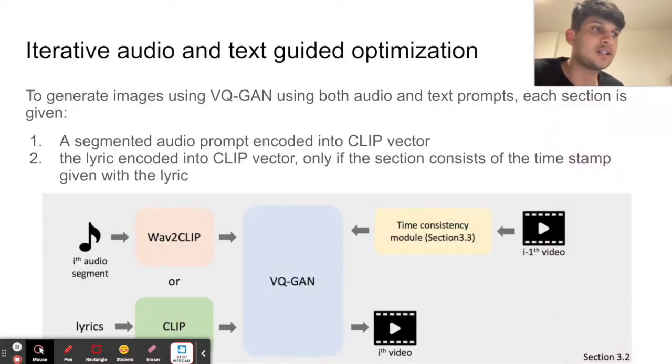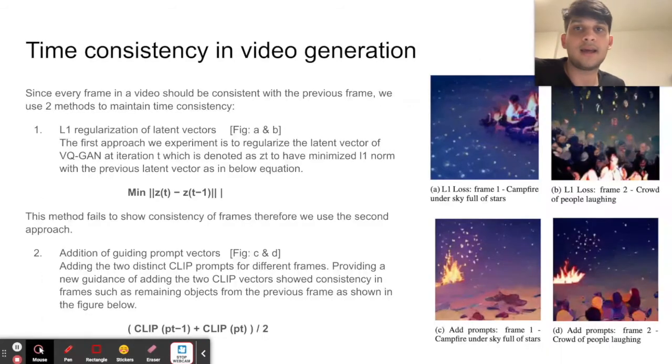To illustrate further, each section is given a segmented audio prompt encoded into a CLIP vector, and if the section consists of a timestamp with a given lyric, then the lyric is encoded into the CLIP vector. Unlike the iterative approach, which alternates audio and text guidance for every iteration, this approach successfully represents both modalities of music and lyrics.